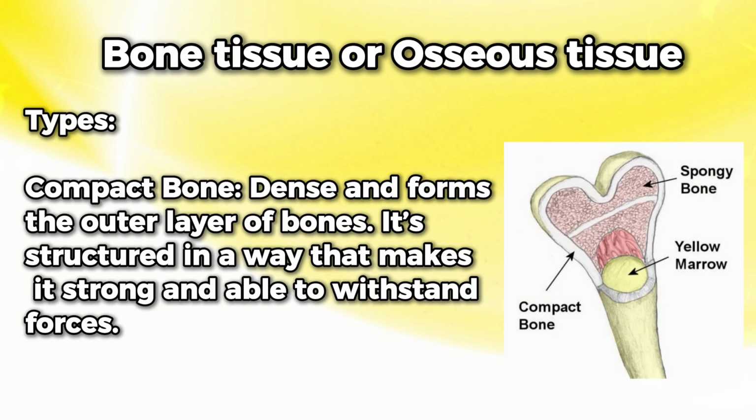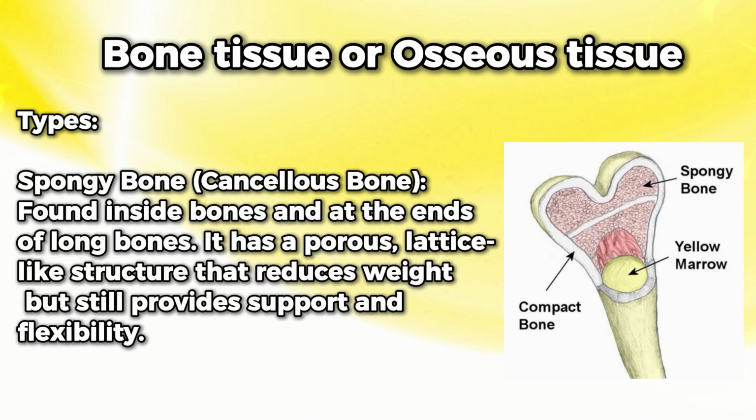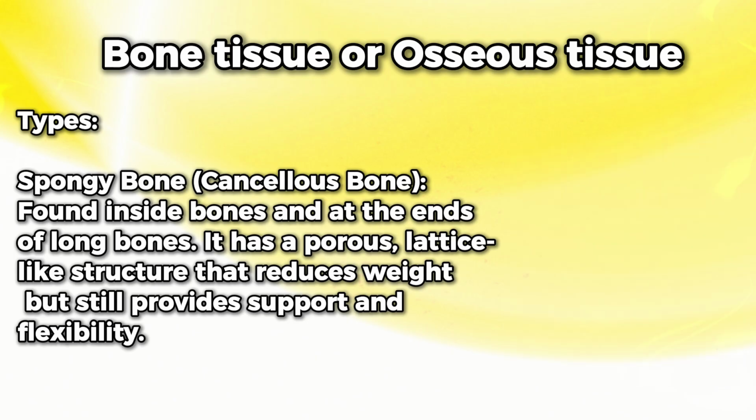Types of bone tissue. Compact bone, dense and forms the outer layer of bones. It's structured in a way that makes it strong and able to withstand forces. Spongy bone, cancellous bone, found inside bones and at the ends of long bones. It has a porous, lattice-like structure that reduces weight but still provides support and flexibility.